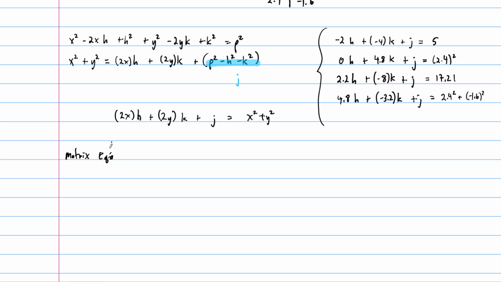The matrix equation is the following. From our work here, it's -2, 0, 2.2, 4.8 in the first column, then -4, 4.8, -8, -3.2 in the second column, and then all ones in the third column. The unknowns, in order, are h, k, and then j, not vectors, but the unknown constants we're trying to solve for.